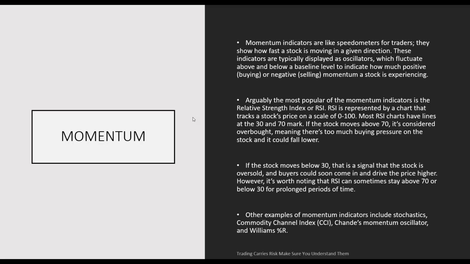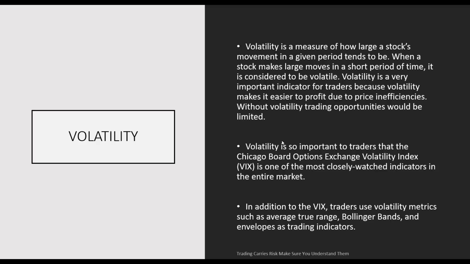That's telling you the markets have moved up too high in price too quickly or fallen too low. Then we have other things like stochastics, CCI, Chande's momentum indicator, and Williams %R. But the most popular ones are RSI and stochastics. RSI is a great indicator, and it will tell you if markets are overbought and what the speed of the movement is. And then we have volatility indicators.